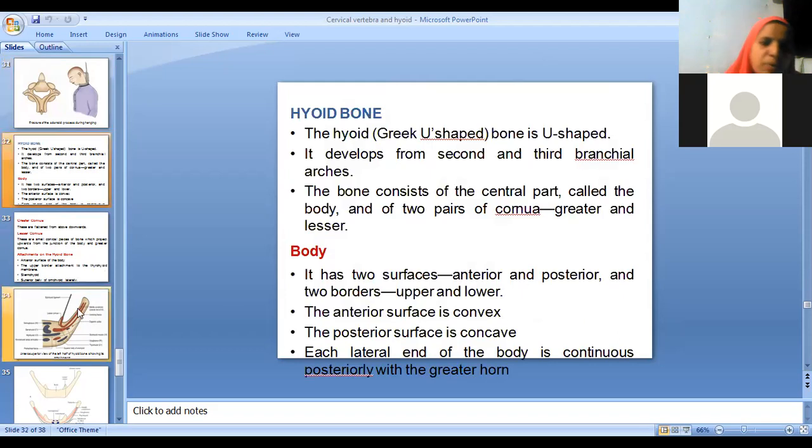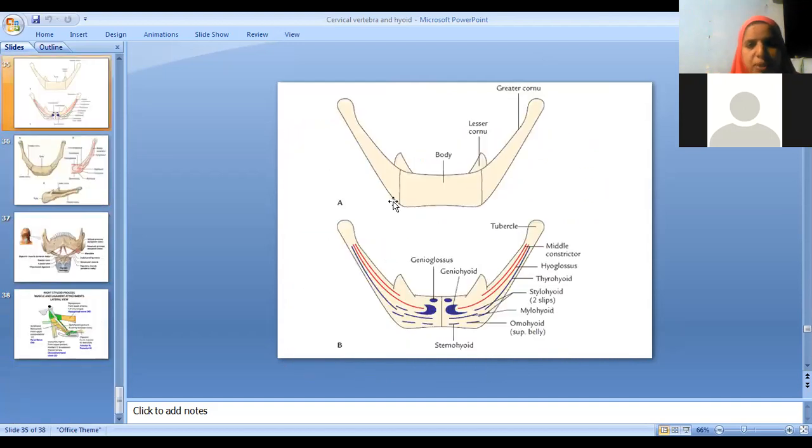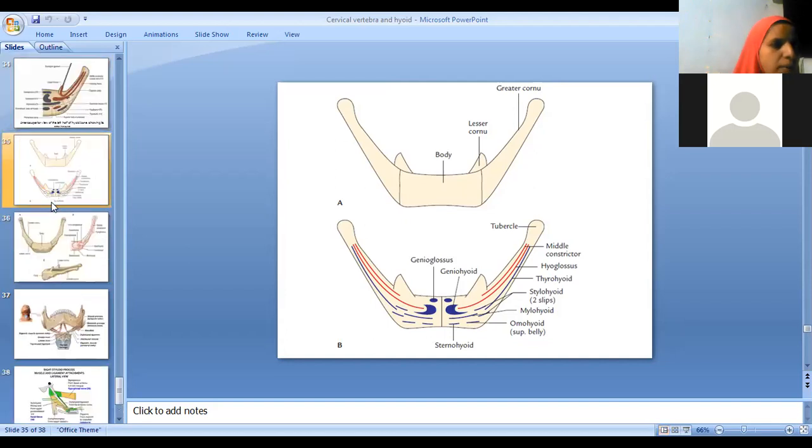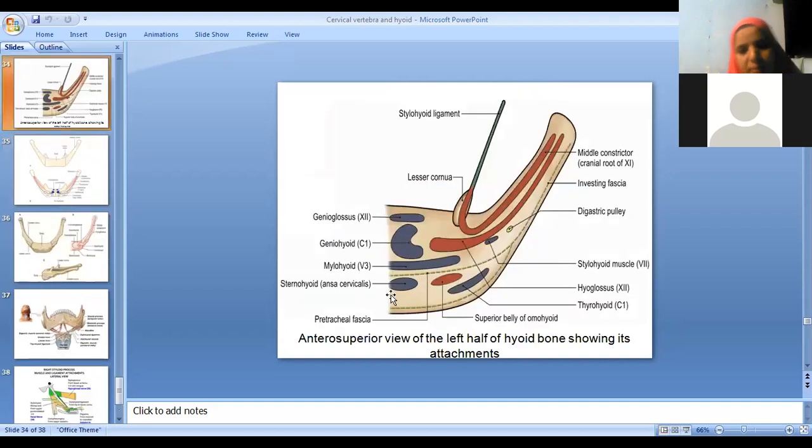One more bone we have is the hyoid bone, which is U-shaped. We will see the picture. It has a body. The body has upper border, lower border, anterior surface, posterior surface. It has a smaller projection, lesser cornu, and a bigger projection, greater cornu. If you look at this picture, you will know the muscle attachments. From the inside view, we have genioglossus, geniohyoid, mylohyoid, sternohyoid. These are all insertions.